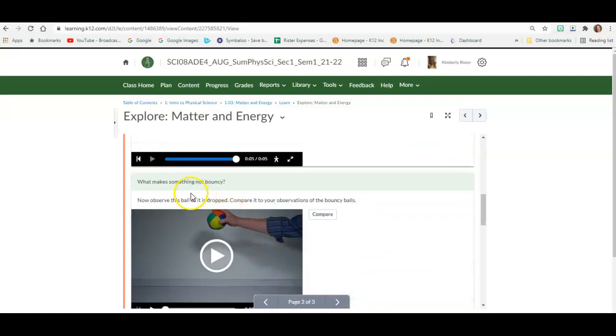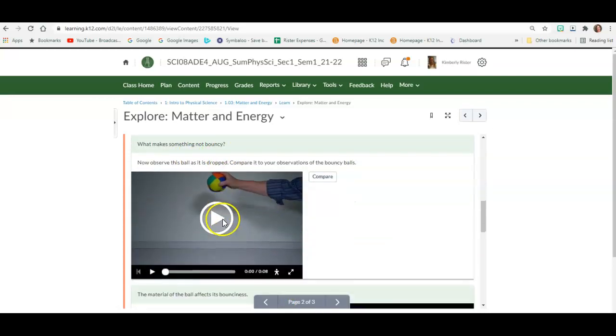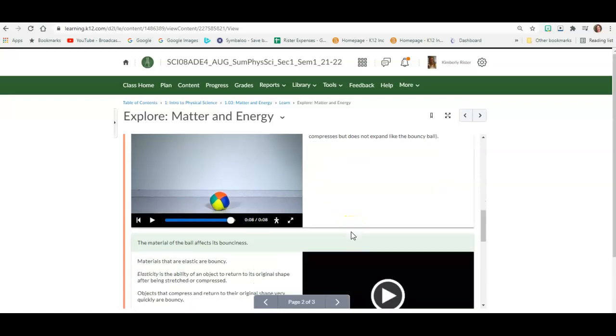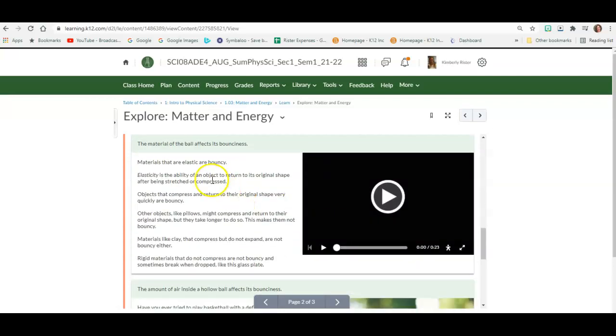What makes something not bouncy? So observe this ball. Okay, we really did not see a change in shape there. If we compare it, this one does not compress like the bouncy ball, but it also didn't bounce up as high as the other ball either. So the material of a ball affects its bounciness. Materials that are elastic are bouncy.